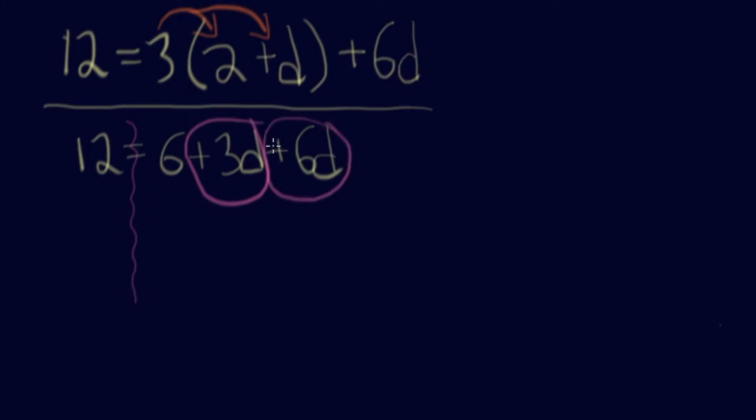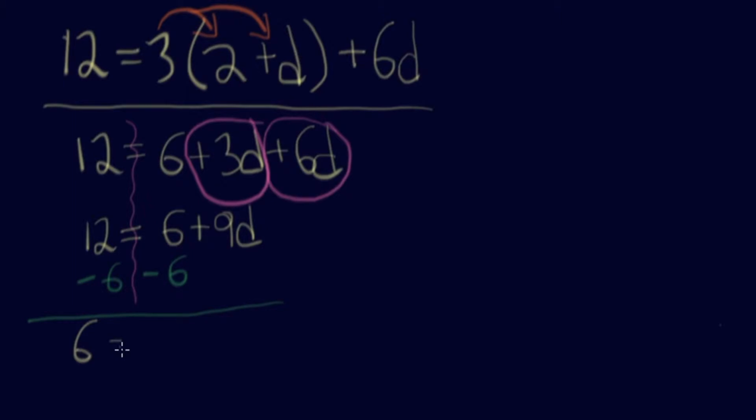Notice how I always circle the sign to the left. That makes things a little bit clearer to make sure you don't make any tiny mistakes. So positive 3 plus 6 is just positive 9d, and I still have this 12 over here. Okay, so we've done that part. Now let's isolate our d. I'm going to subtract 6 from both sides, and I get 6 is equal to 9d. Then to get my d all by itself, I'm going to divide both sides by 9.